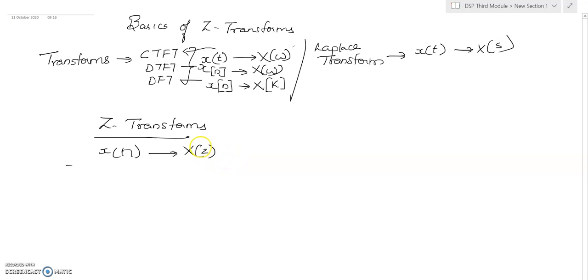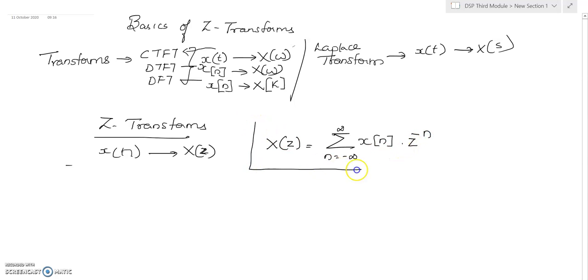Now how do we do this? We have got a simple formula to implement this. That is, x of z is equal to summation n equal to minus infinity to infinity x of n z raised to minus n. This is a formula that is to be learned, and through which we'll be doing many problems. This is simply the formula for the Z transform.